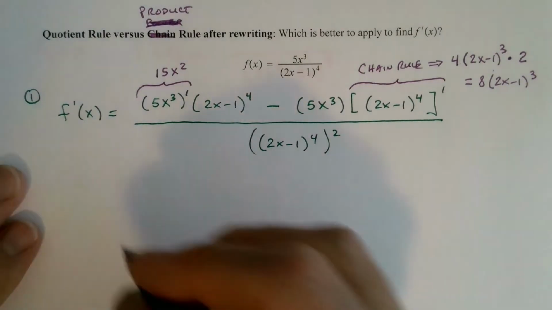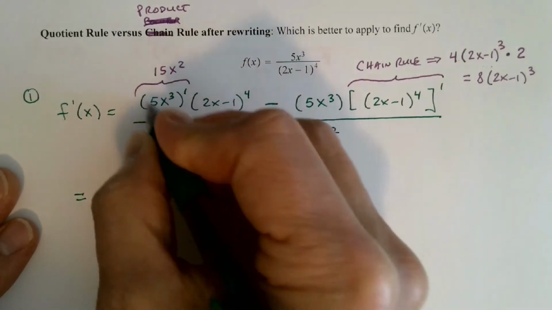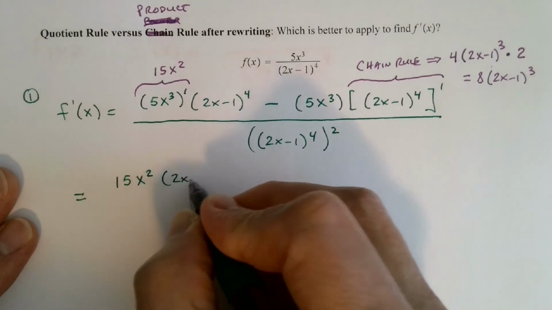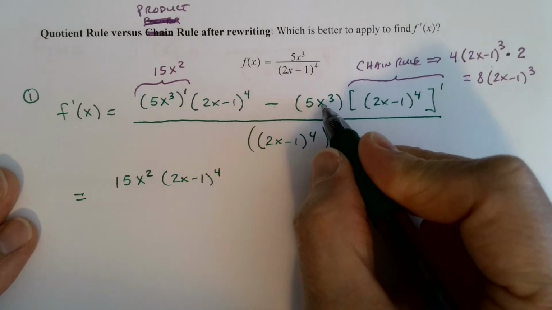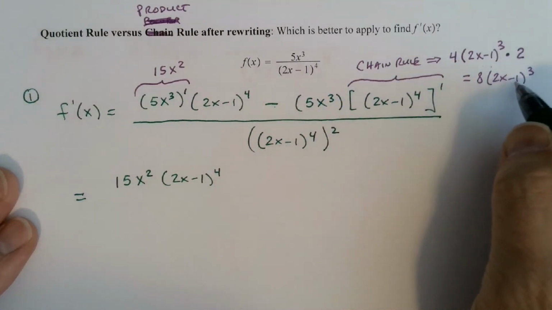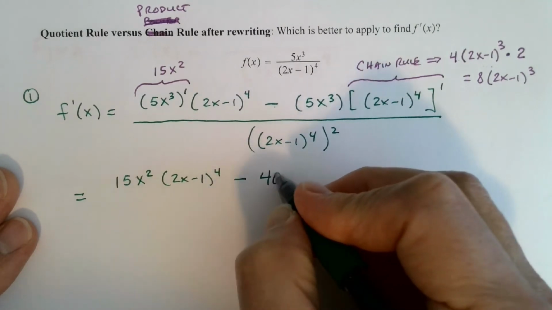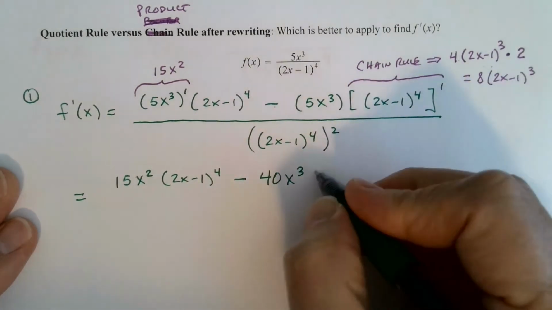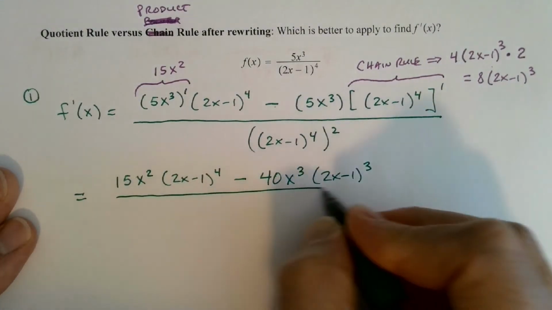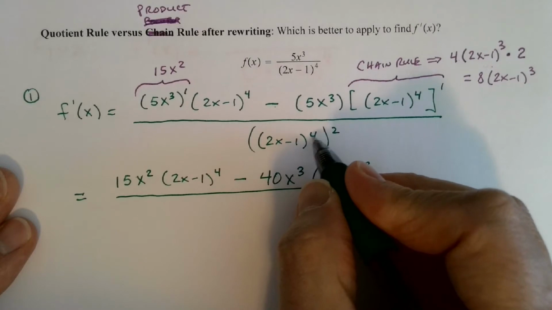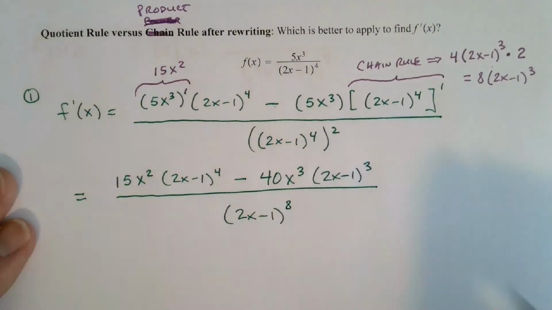So what does this bring us to? We've got 15x squared, the derivative of this thing, times (2x minus 1) to the 4th. And then I've got minus 5x cubed times 8 times (2x minus 1) cubed. So this 8 and this 5 I can multiply to 40x cubed times (2x minus 1) cubed. And then down here, what do I have? (2x minus 1) to the 4th, squared. I multiply those exponents and I get (2x minus 1) to the 8th.